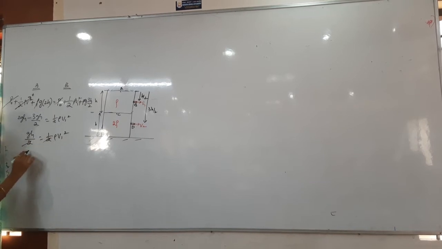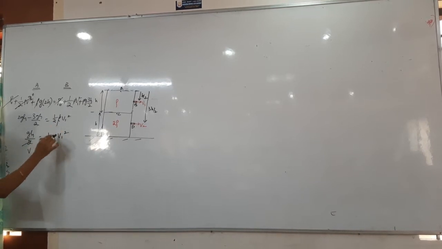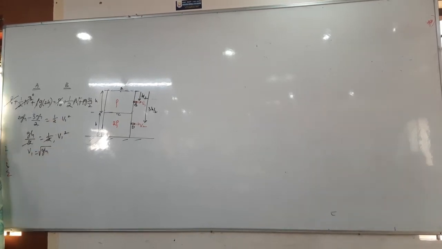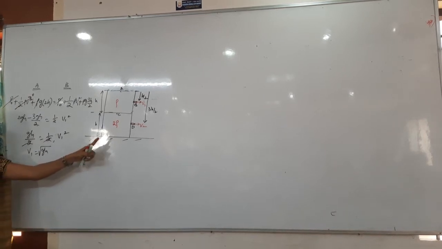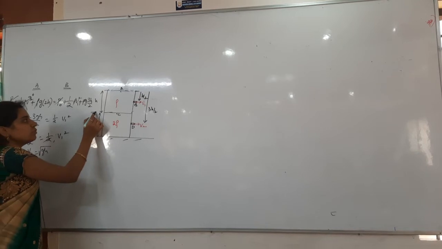Then the half gets cancelled. Then rho also got cancelled, right? Rho is not there here by the way. Then V1 is equal to how much you will get? Under root gh. That is about whenever we have considered the ground here. Otherwise, if we consider this as a 0 potential energy level.